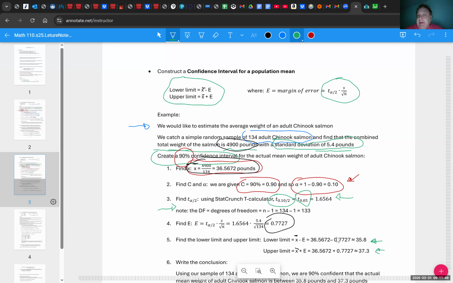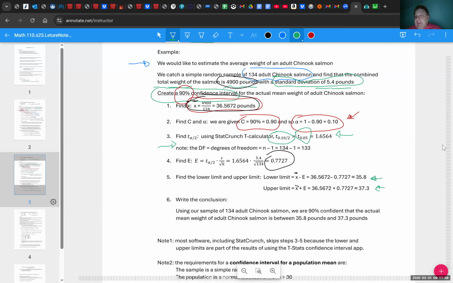Again, just calculations. So now we have our lower limit and our upper limit, so now we have our confidence interval, and we can write this in a conclusion. So using our sample of 134 adult Chinook salmon, we are 90% confident that the actual mean weight of adult Chinook salmon is somewhere between 35.8 pounds and 37.3 pounds. That was our lower and upper limits. So that's how we do a confidence interval for a mean. We look at a sample, find the mean of the sample, do all these calculations, and end up with a lower limit and an upper limit. And so we say we are 90% confident in this particular example that the actual mean weight of the whole population of adult Chinook salmon is somewhere between 35.8 pounds and 37.3 pounds.